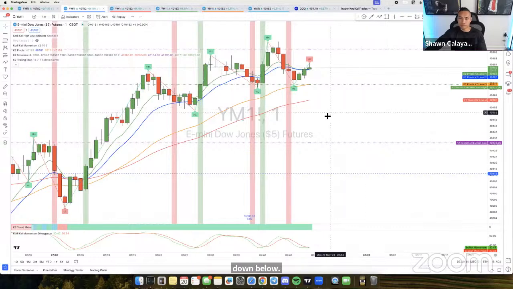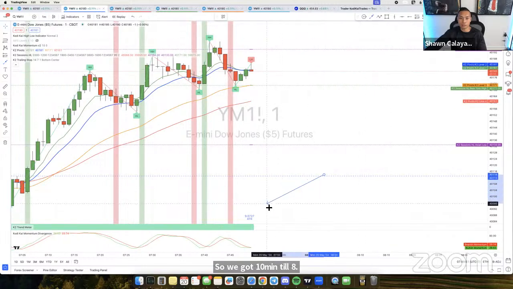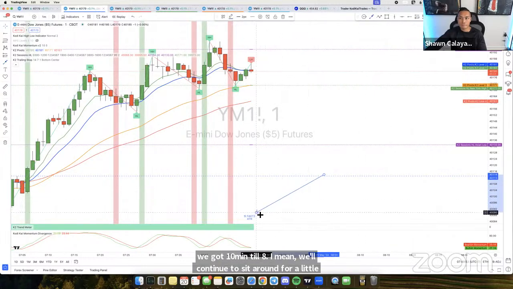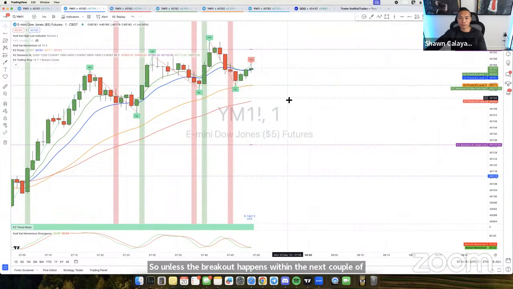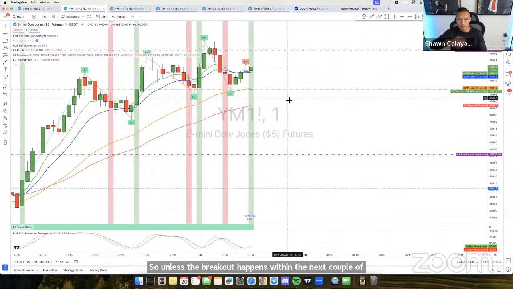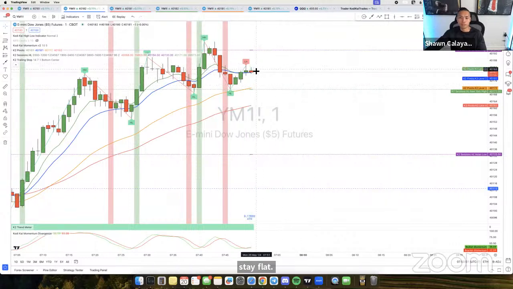So we got 10 minutes till 8. I mean, we'll continue to sit around for a little bit, but I'm not expecting much to happen. The ATR is currently at 9 right now, so it's very low. So unless the breakout happens within the next couple seconds or next couple minutes, it's probably going to stay flat. So I'll stay on a little bit closer to 8 o'clock, but for the most part, 750 right now.